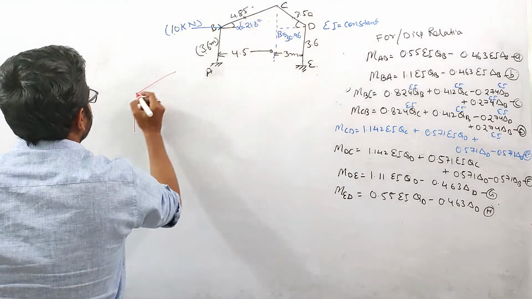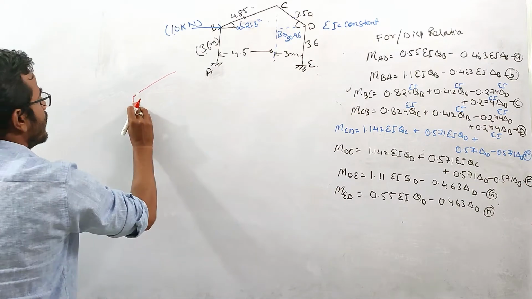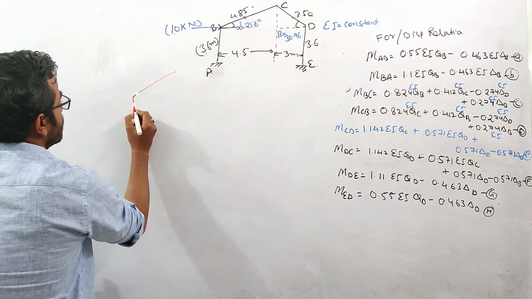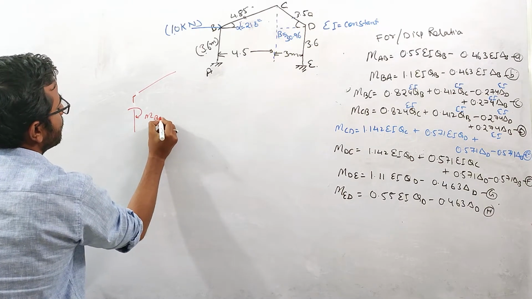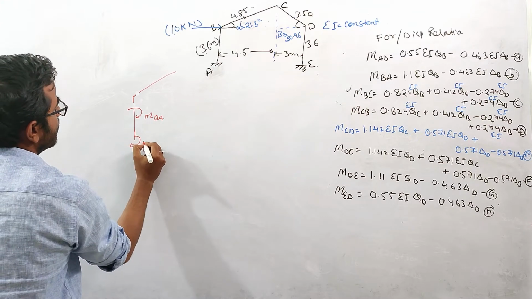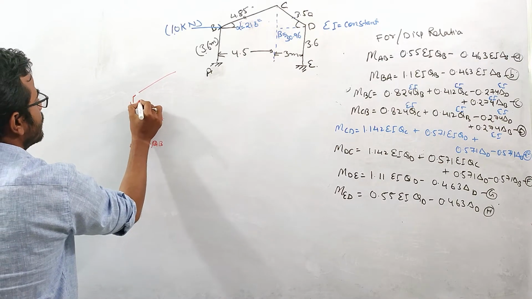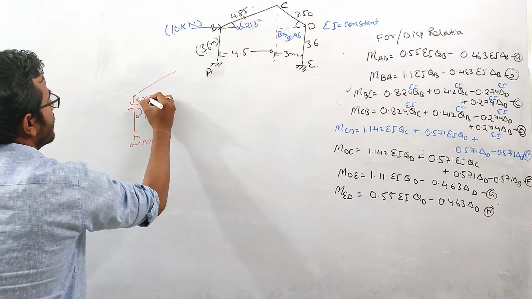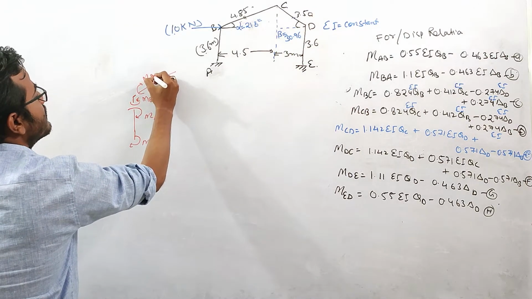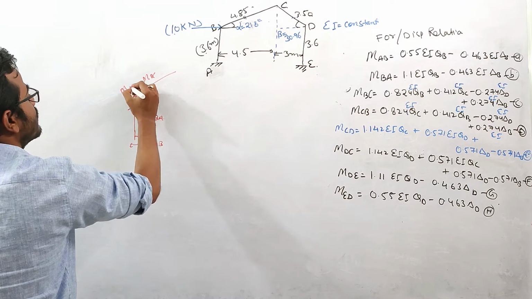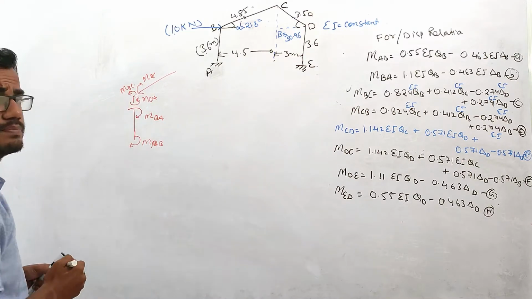So at this B point, it will look like this. We just made a small cut over here. Here the moment is MBA. Here the moment is MAB. Opposite of this will act on this joint, which is MBA. Similarly, here the moment is MBC, so opposite of which will be acting on this joint, which is anticlockwise. So this is MBC.